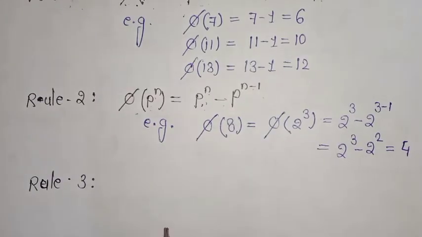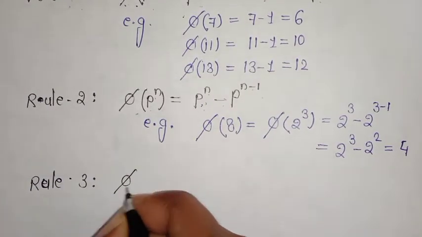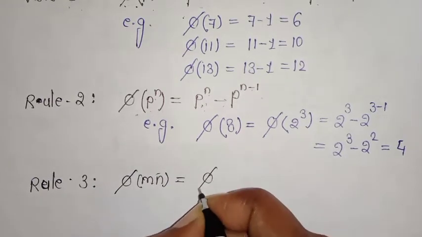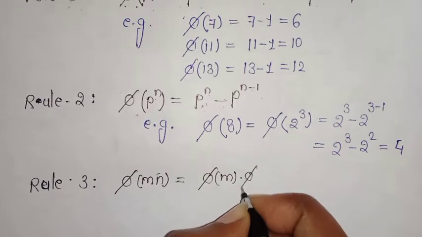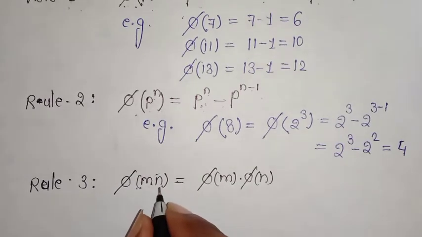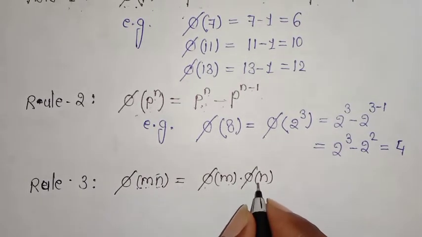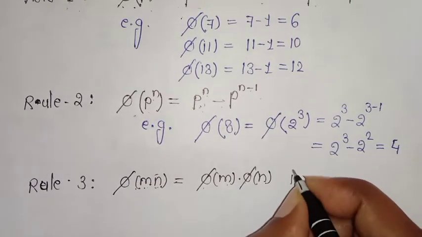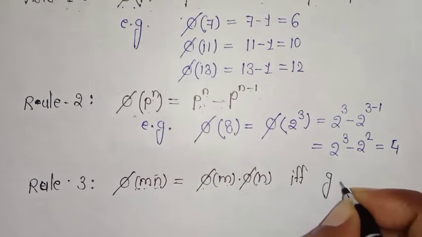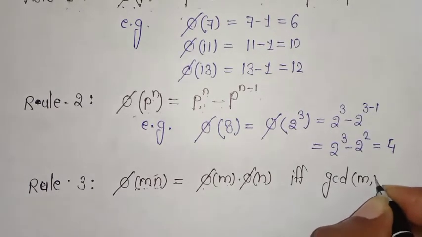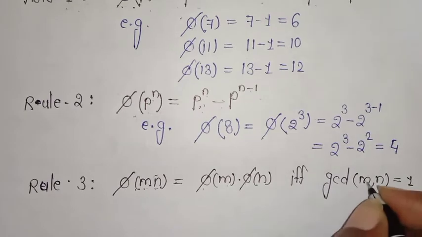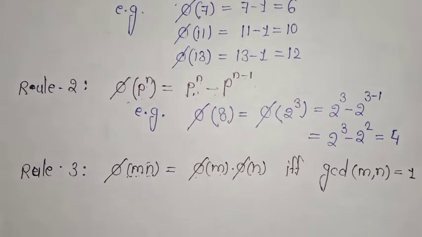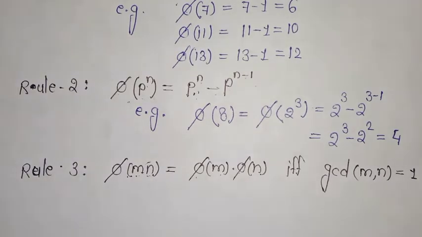Now we will discuss rule number 3, a very important rule of Euler phi function: phi of mn is equal to phi of m into phi of n. We can write the phi of the product of two numbers as phi of m times phi of n when m and n are relatively prime. That is, if and only if GCD of m comma n is equal to 1, or m and n should be relatively prime.